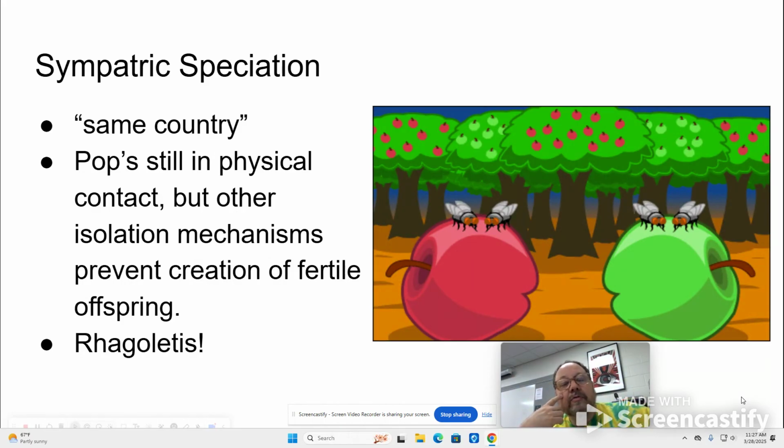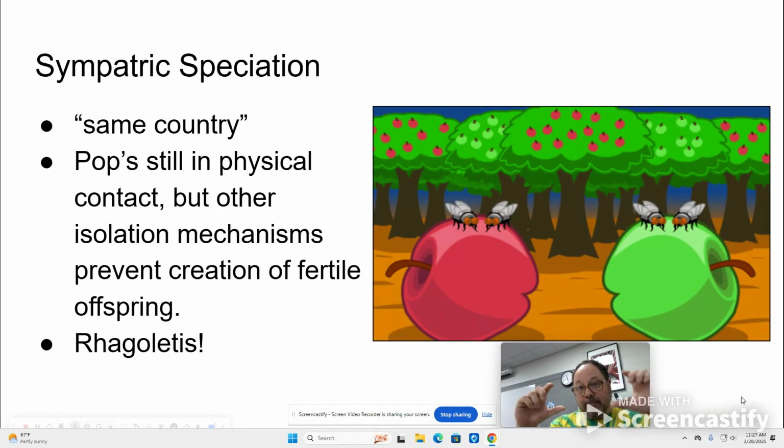Rhagoletis is a type of fruit fly. There's an interesting study with those. The ancestral population fed on hawthorn berries, which are native to North America. But then in the, I think it was early 1700s, early 1800s, somewhere in there, people started bringing apple trees to the United States. And when apple trees came to the U.S., some of this ancestral fruit fly population, the Rhagoletis population, started feeding on the fruits of apples.